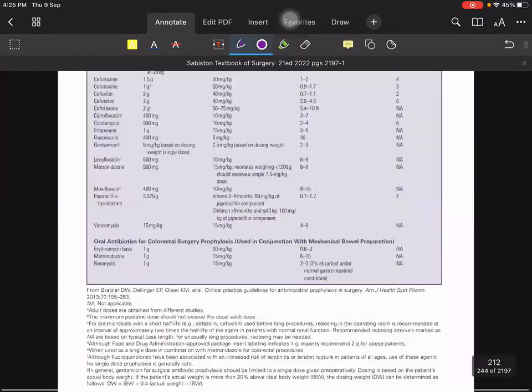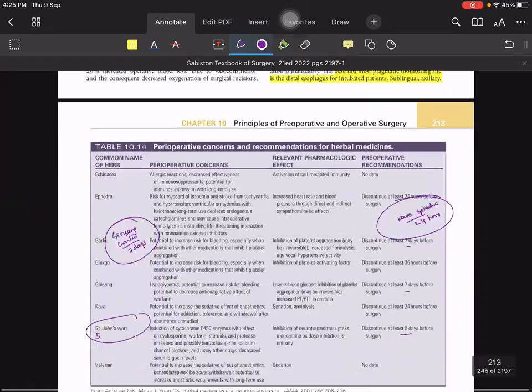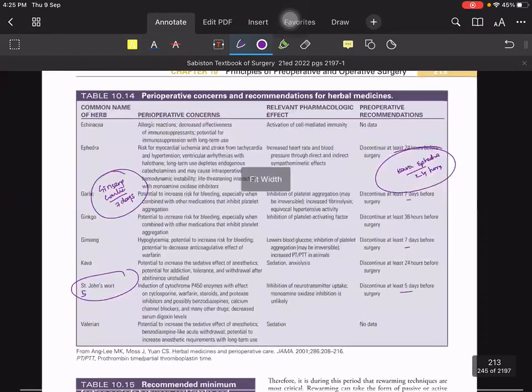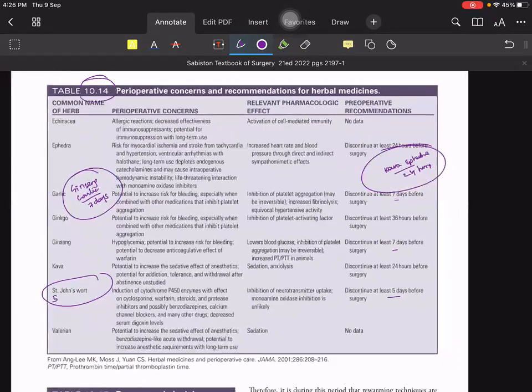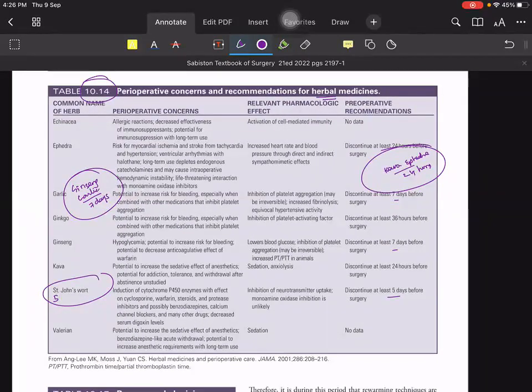Okay, so preoperative table 10.14: preoperative recommendation for herbal medicines. You see many herbal medicines are there. Among that, you see which should be stopped before 24 hours. You have to stop kava and ephedra for 24 hours.